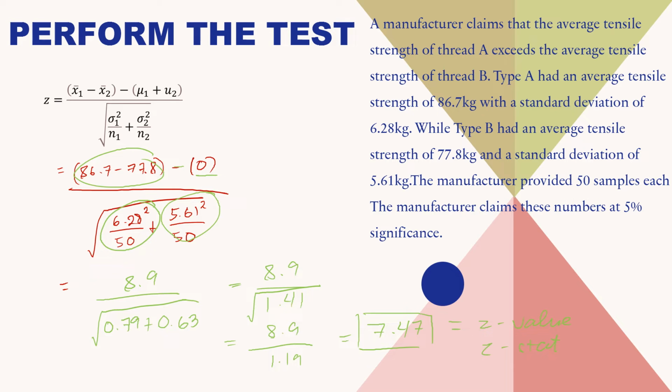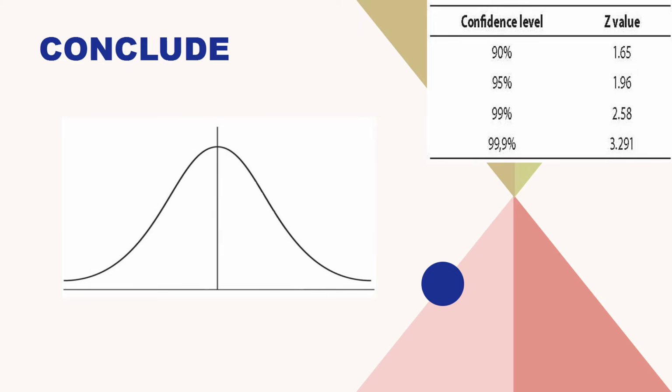Okay, so it's as simple as that, especially for z-test. When you're already given all the different variables, all you have to do is substitute the different variables and use your computation. Okay, so next, after performing the test, we already have our z value of 7.47. All we have to do now is conclude.